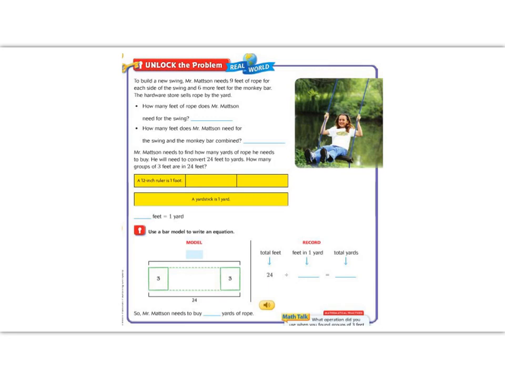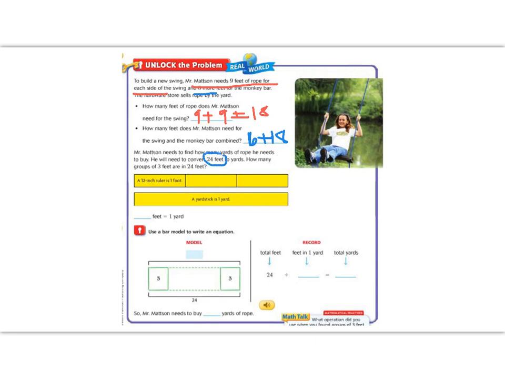So let's look back up at the question. It says Mr. Matson needs 9 feet of rope for each side of the swing. So if he needs 9 for the right side and 9 for the left side, that means that he's going to need 18 feet. And he also needs 6 more feet for the monkey bar. So he needs 6 feet for the monkey bar, plus the 18 feet that he needed for the rope. So altogether, he needs 24 feet.